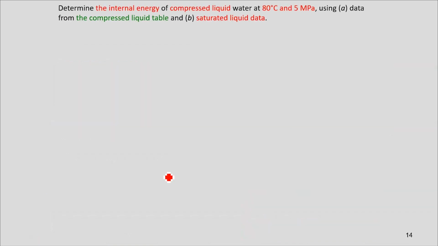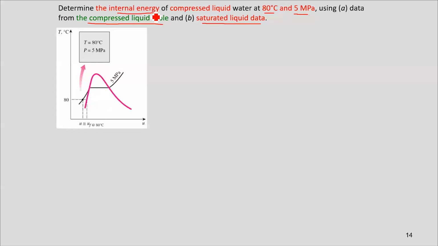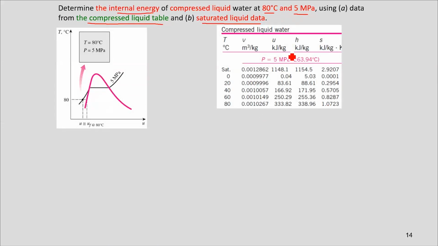Moving on towards the compressed liquid data. In a compressed liquid state, water, which is at 80 degrees centigrade and 5 megapascal pressure, you have to find the internal energy using the compressed liquid table and using the saturated liquid data. For the compressed liquid table, it is simple as you have table A7, you'll directly go to the pressure, which is 5 megapascal. For this pressure, you'll go to temperature, which is 80 degrees, and you will directly read the value of internal energy, which is 333.82 kilojoules per Kelvin.